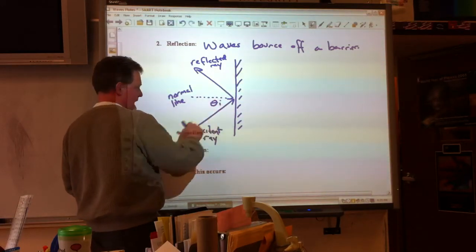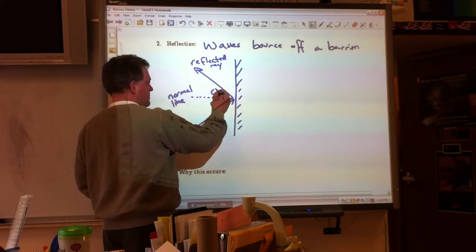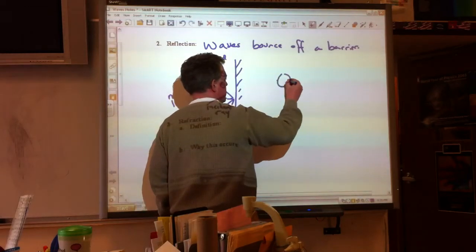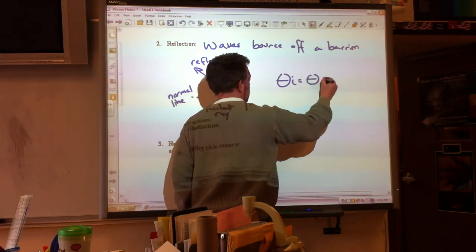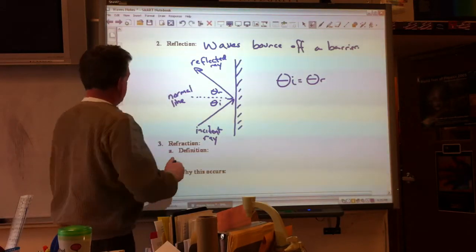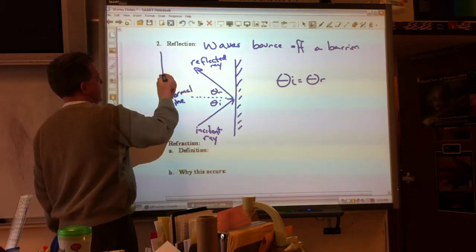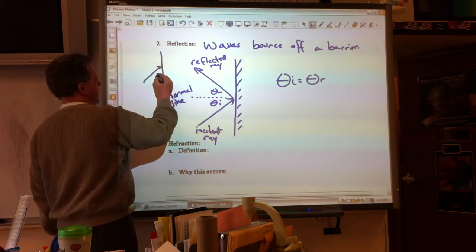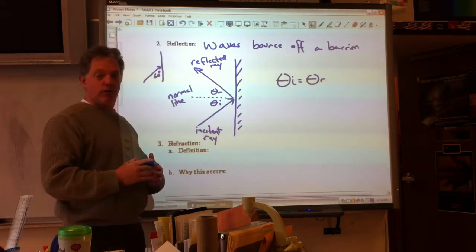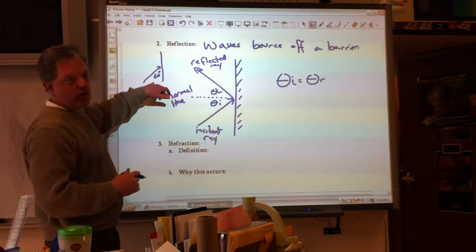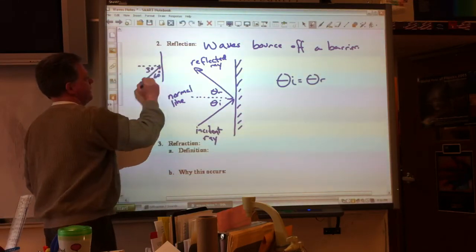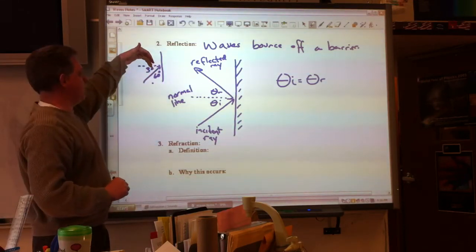So this is going to be theta I for the incident angle. This is going to be theta R for the reflected angle. And the law of reflection says that theta I is going to equal theta R. So it's pretty simple. The only way they could trick you was something like this, and you don't have to draw this, but if they give you this problem, and they say this is 60 degrees, and they'll say, what is the angle of reflection? You're going to be tempted to put 60 degrees. But you have to remember that there's a normal line here. The incident angle is actually 30, so the reflected angle would be 30.